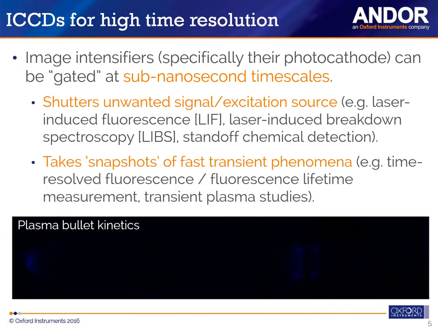Another use for ICCD gating is the ability to take a number of snapshots of a transient phenomenon and build a movie, if you want, of the phenomenon, as illustrated at the bottom of the page here with a plasma bullet. This little video was made of individual images, individual snapshots of the plasma bullet as it propagates after initiation.